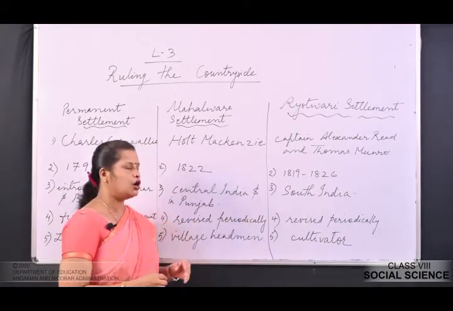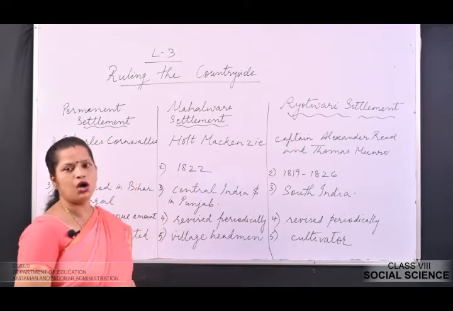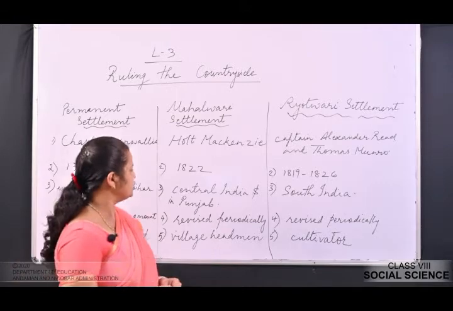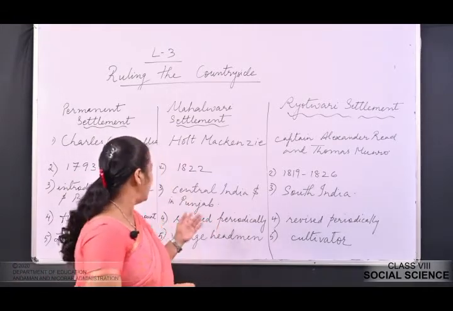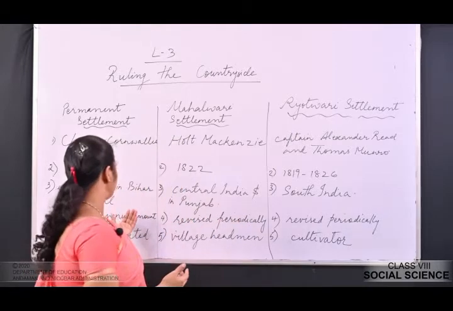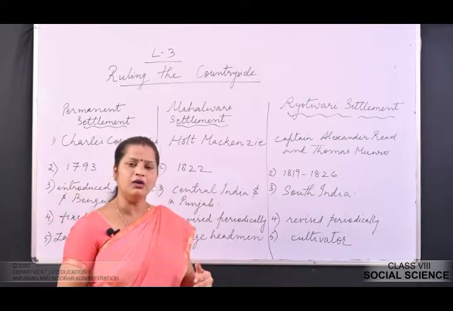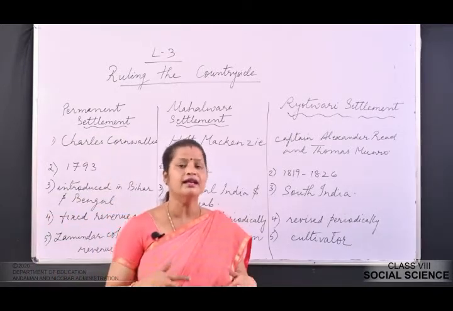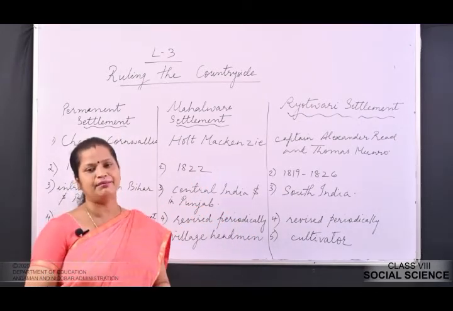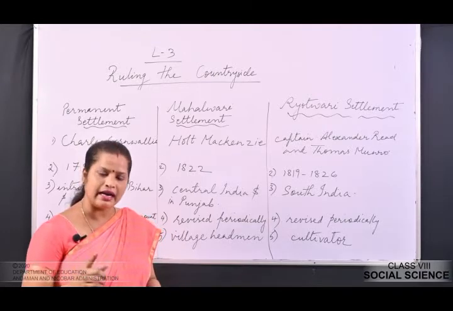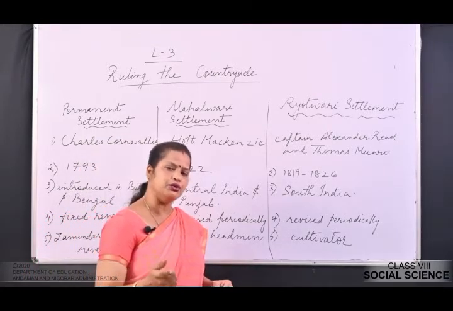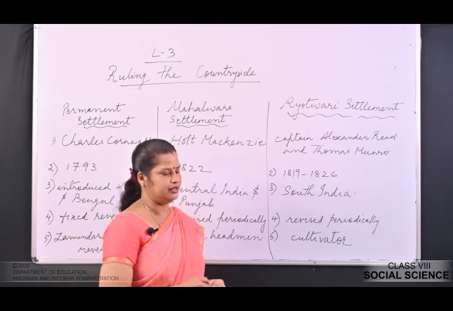Mahalwari Settlement was introduced by Holt Mackenzie in 1822 in central India and in Punjab. Here, unlike Permanent Settlement, the revenue amount can be revised periodically, and the village headman used to collect rent from the farmers and give the revenue to the company.